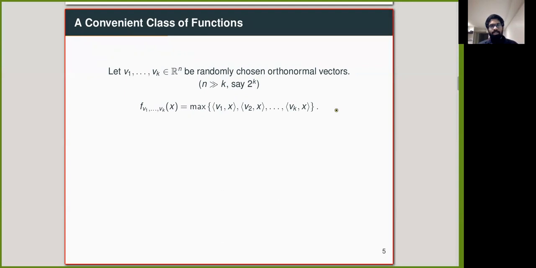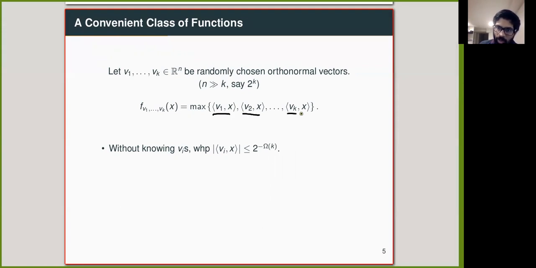So this is the same as just taking x, viewing it in a different basis, and looking at the maximum among the first k coordinates. What we know about this is that since n is so large, it's such a large space, with high probability, each of these values is going to be exponentially small. It's going to be around 1 by square root n, and since we've assumed n is exponentially large in k, it's going to be exponentially small in k.